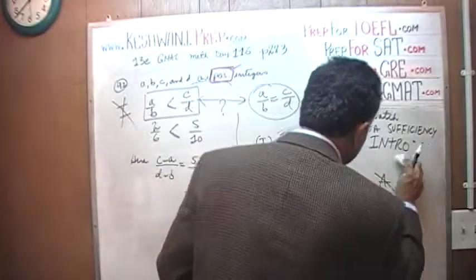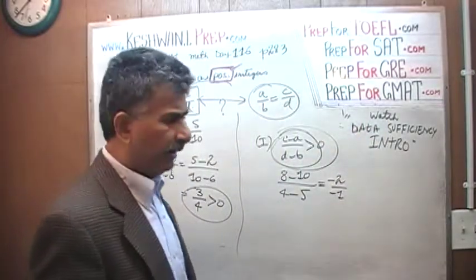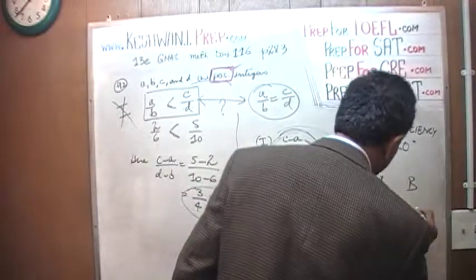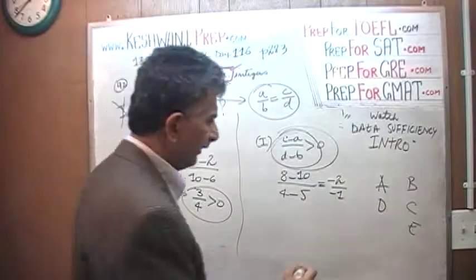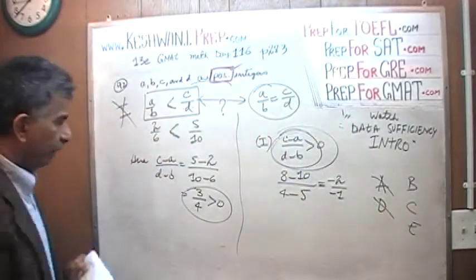Sorry, A or D. See, I wrote down wrong because I wasn't talking at the same time. I have to speak to myself. A, D, B, C, E. Since the first statement by itself is not enough, the answer cannot be A or D. Let's look at second statement, shall we?